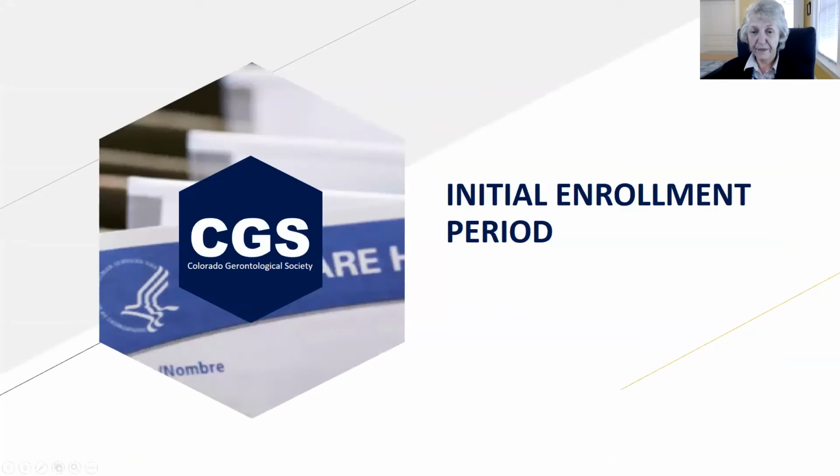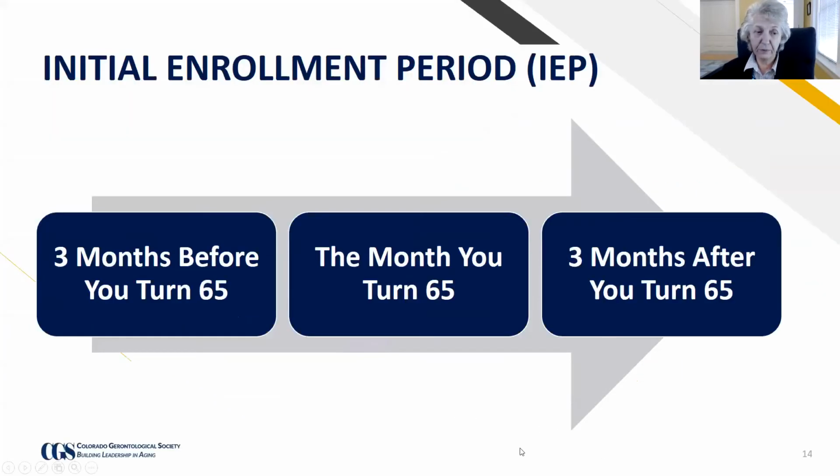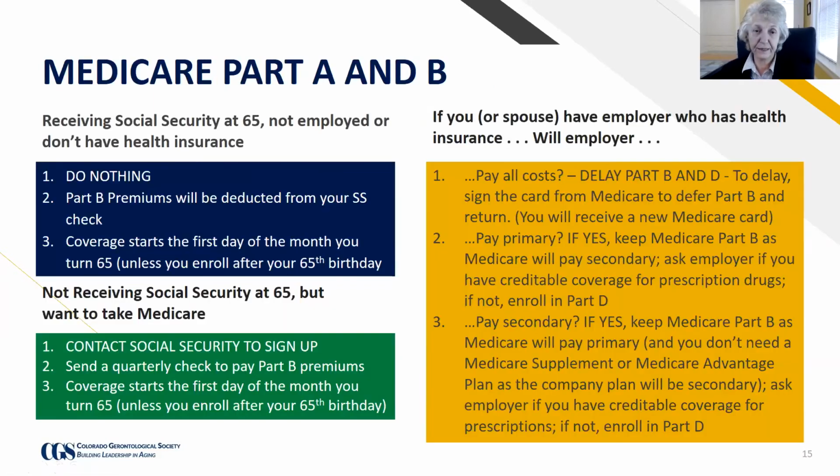So let's look at the Medicare initial enrollment period, which is the IEP, happens 3 months before you turn 65, the month you turn 65, or 3 months afterwards, which is a 7-month period. So we are now going to look at Medicare Part A and B, and this section is color-coded. As we go through this, I want you to put yourself in one of the colored boxes.